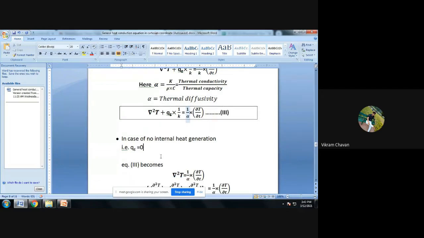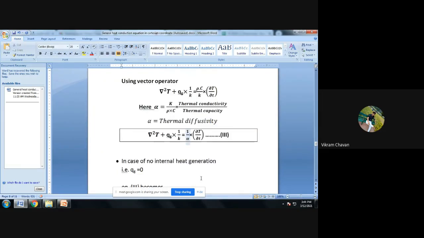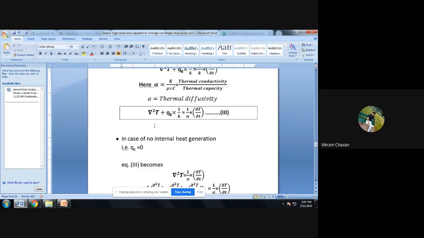So our equation 3 becomes del square T is equal to 1 upon alpha multiplied by dabba T divided by dabba small t. Equation number 3 is del square T plus Qg divided by K is equal to 1 upon alpha multiplied by dabba T divided by dabba small t.